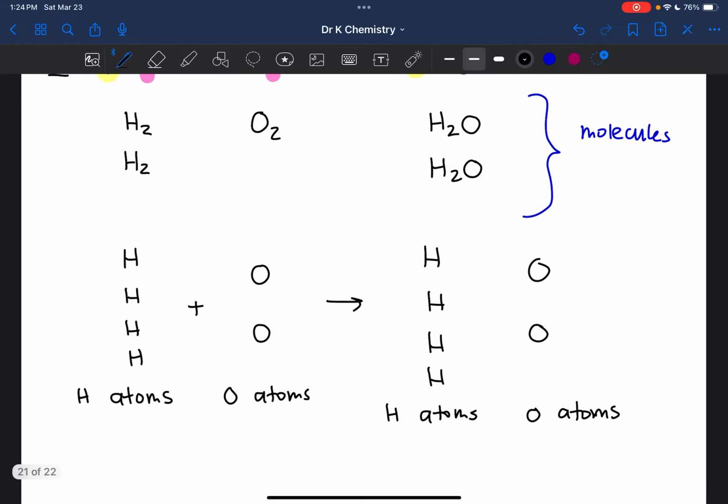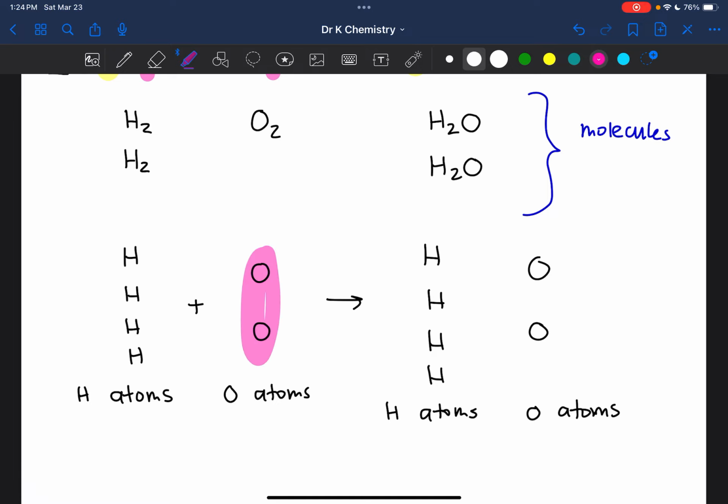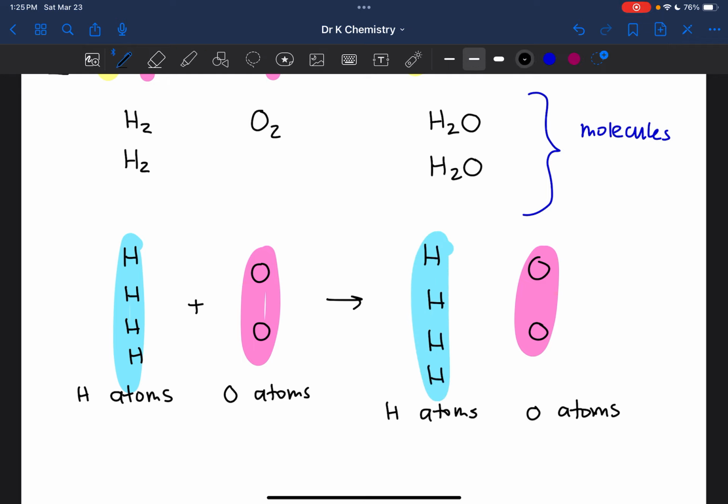And now we can see how everything balances out. We have 2 oxygens on the left, 2 oxygens on the right, 4 hydrogens on the left, and 4 hydrogens on the right. Now, of course, the way that we have this written would take a very long time, so we will learn some shortcuts on how to do that.